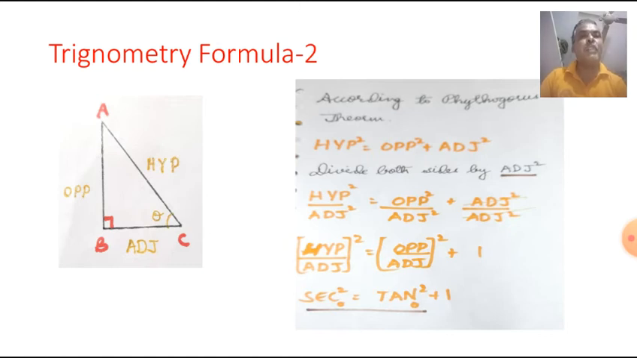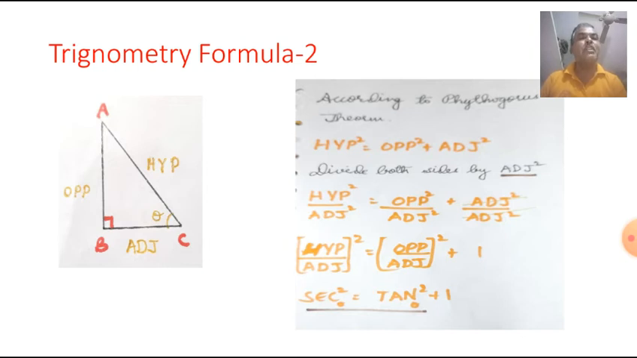Adjacent square divided by adjacent square cancels and the result is 1. The rest is hypotenuse divided by adjacent, whole square. It is because a square by b square can be written as a by b whole square, that is equal to opposite by adjacent whole square. Here also it is the same case. So hypotenuse by adjacent is secant theta.